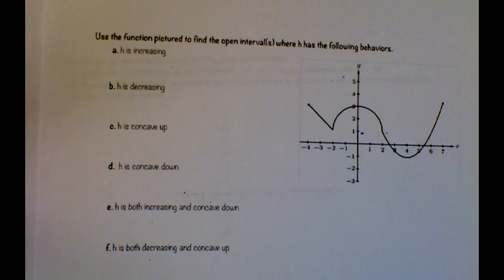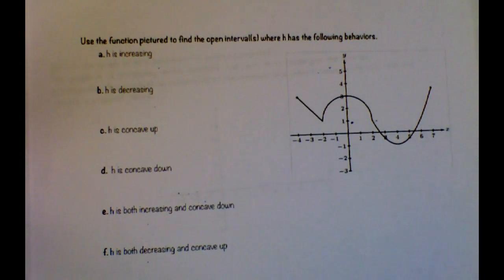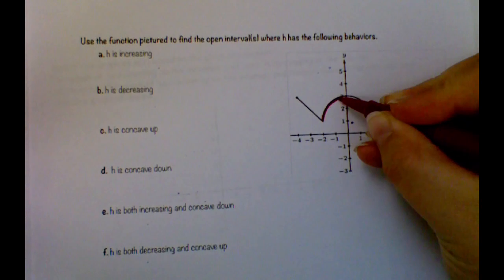And finally, we're going to talk about some behaviors of our graph. We're going to determine where this graph is increasing, decreasing, and the concavity. So our graph is increasing when from left to right it is going up. Well, it is increasing right here.